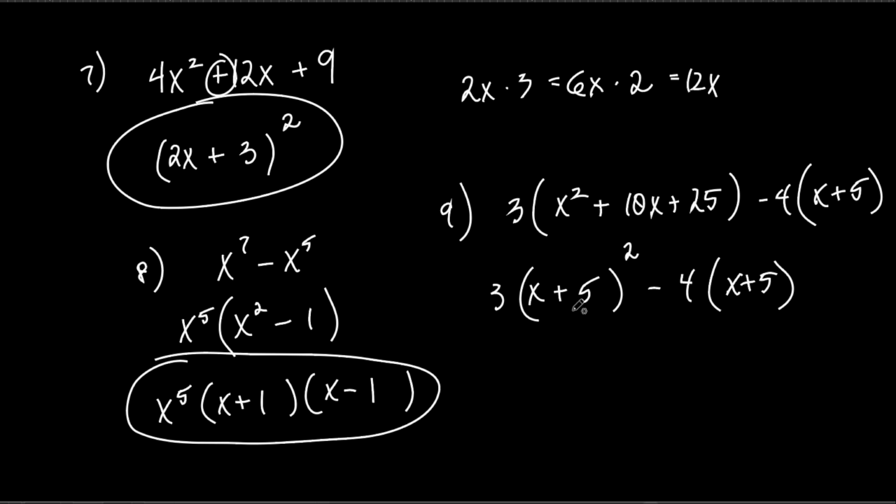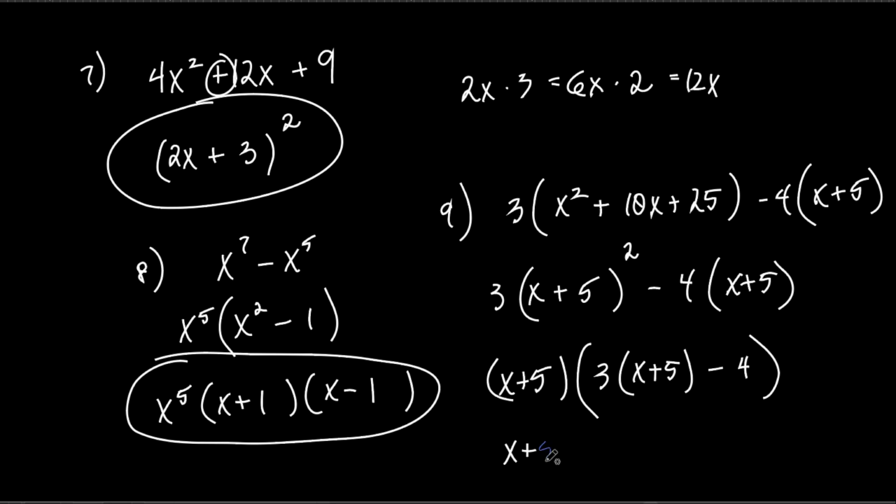So now, what do we have in common here? We've got an x plus 5 in common, don't we? So let's factor out an x plus 5 from this. What am I left with? 3 times another x plus 5 minus what? A 4. Okay, and then we're almost done. Take the x plus 5, distribute it. What's that? 3x plus 15. 15 minus 4, what's that? 9. So 3x plus 9.